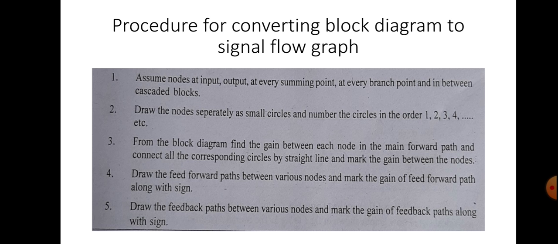Next draw the feedforward path between various nodes and mark the gain of the feedforward path along with the sign. Sometimes the gain may be positive or negative. If there is a negative feedback path, the gain will be negative. So we have to mark that sign also. The next step is to draw the feedback path between various nodes and mark the gain of the feedback path along with the sign. That's all the steps for converting the block diagram into a signal flow graph. It is an easy procedure.